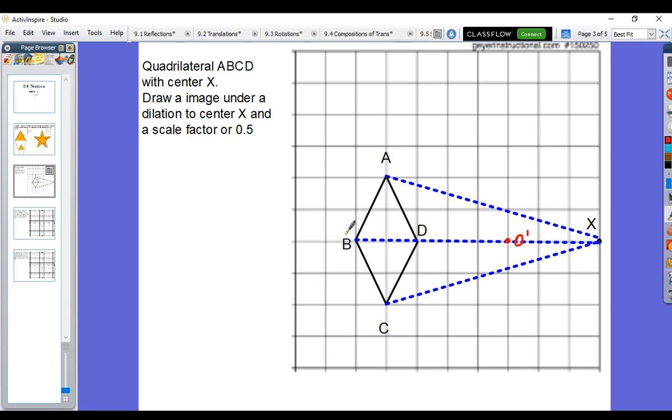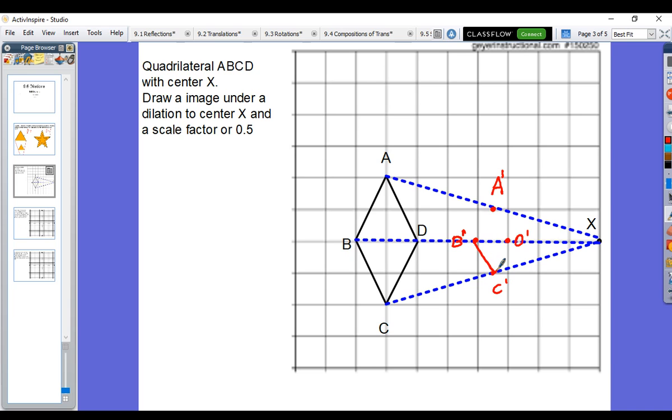B is 8 units out, so the new B will be half of 8, which is 4. 1, 2, 3, 4 units out. This is our new B, we'll call it B prime. A is 7 units out and then up 2 units. So this will now be half of that: half of 7 is 3 and a half, and instead of up 2, we go up 1. This is our A prime. And then C, same thing. It's 7 units out and then 2 units down, so it'd be 3.5 units out and then 1 unit down. This is our C prime.